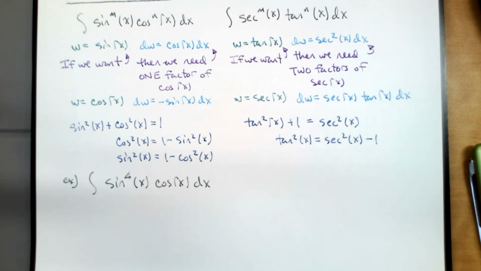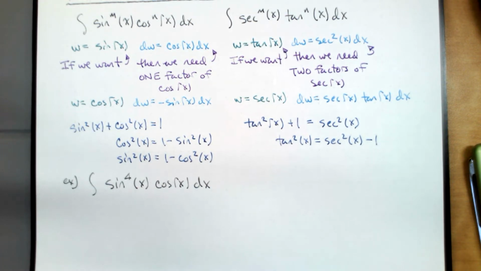It might not be obvious to you at this point because it's so early in your integration career. But when I look at this one, there is an obvious substitution to make. What substitution would you make? What does it look like? We've got sine to the fourth times cosine x. It's like it's set up for you.